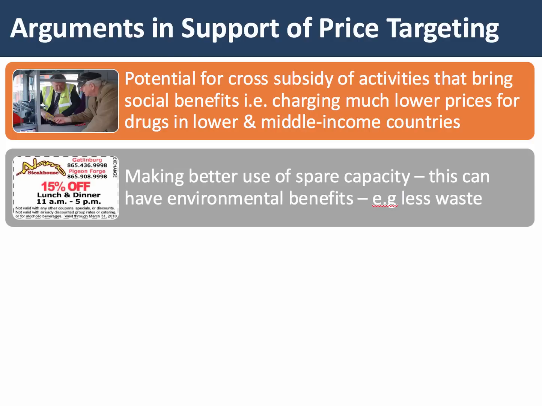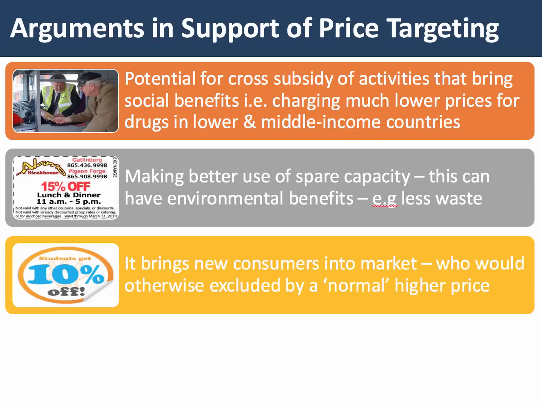Second argument, of course, is that price discrimination is a way of making better use of spare capacity. Oftentimes, businesses have slack periods, off-peak times, and actually making better use of spare capacity can bring environmental benefits. So, for example, discounted tickets on the trains at off-peak times makes better use of the existing rail infrastructure and perhaps leads to less waste of scarce resources.